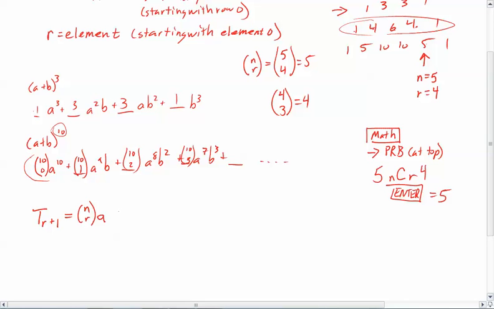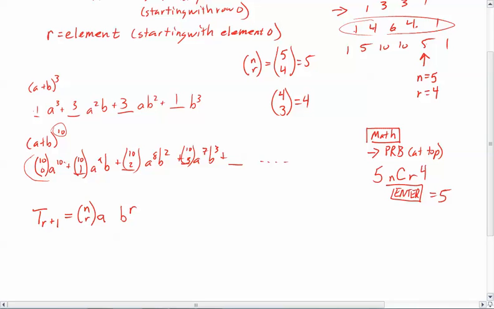A to the, and then we need to have a power here, and then b needs to have a power as well. Now you'll notice that the exponent of b is always the same as our r. B here isn't there because it's an exponent of 0. B here has an exponent of 1. B here has an exponent of 2. B here has an exponent of 3, just like the r.